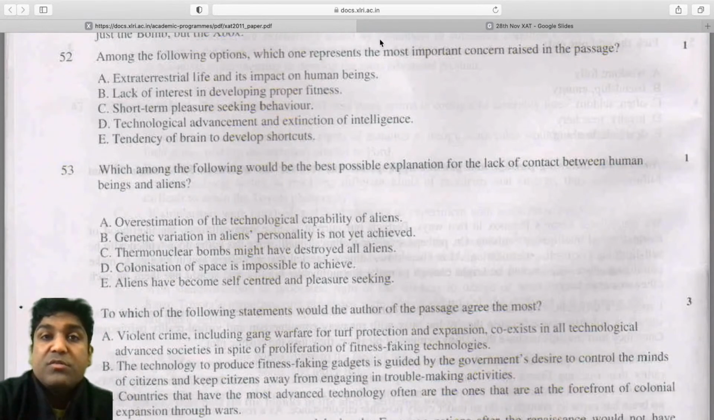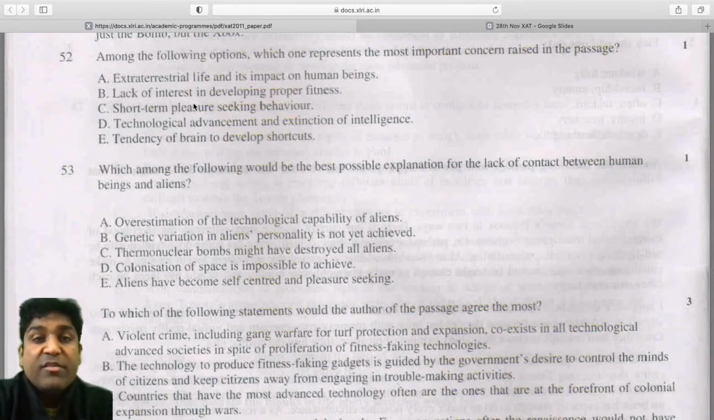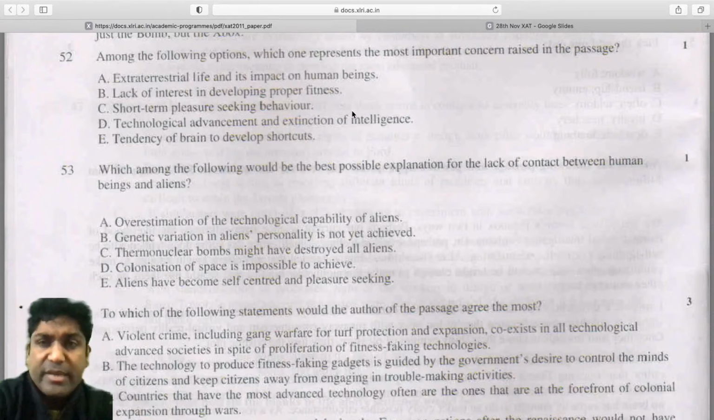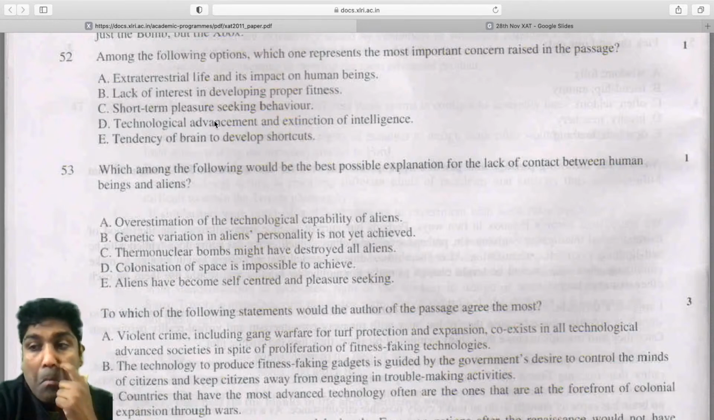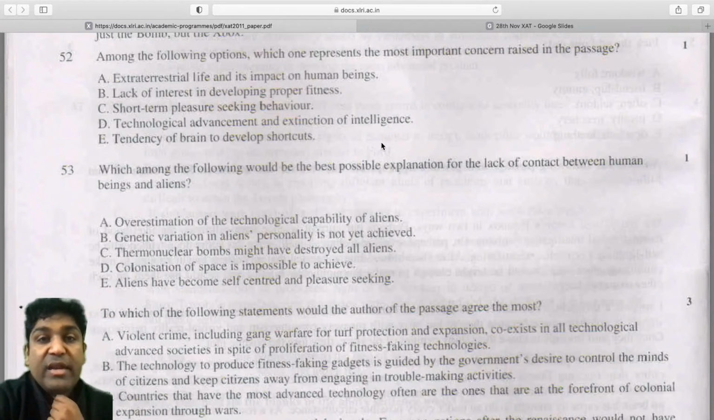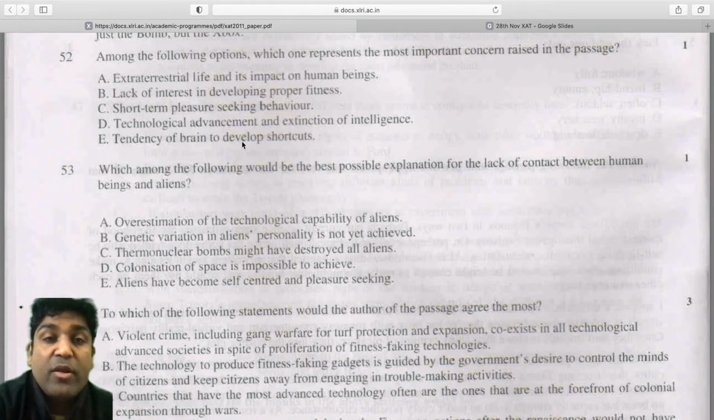Among the following options, which one presents the most important concern raised in the passage? Extraterrestrial life and its impact on human beings? No. Lack of interest in developing proper fitness? One of the things, yes. Short-term pleasure-seeking behavior? Yes. Technological advancement and extinction of intelligence? This was never mentioned. Tendency of brain to develop shortcuts?